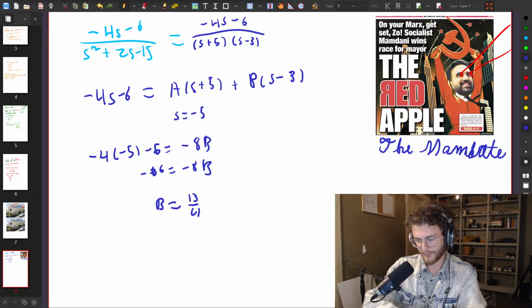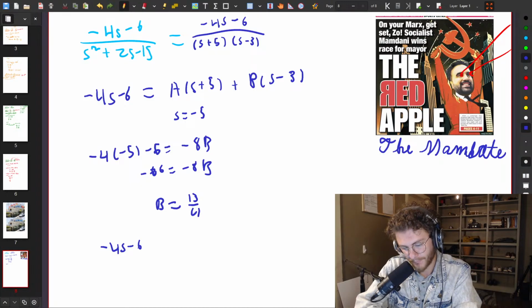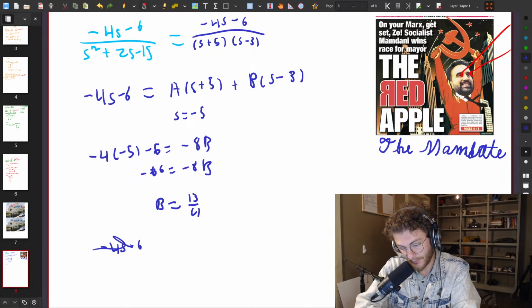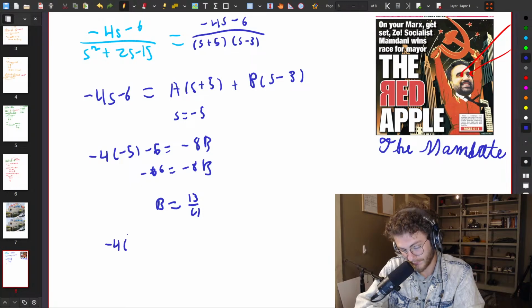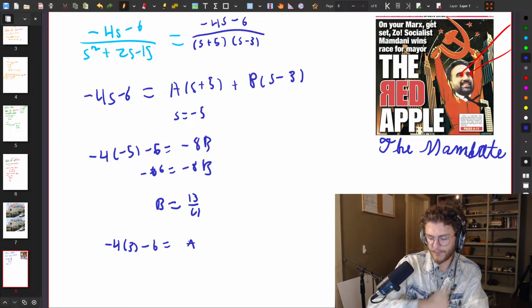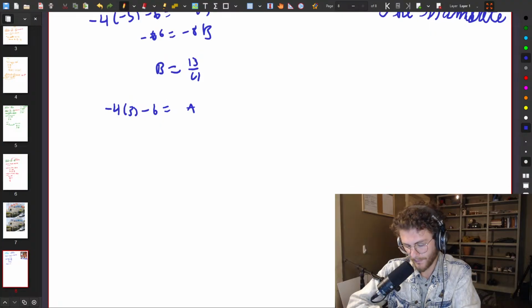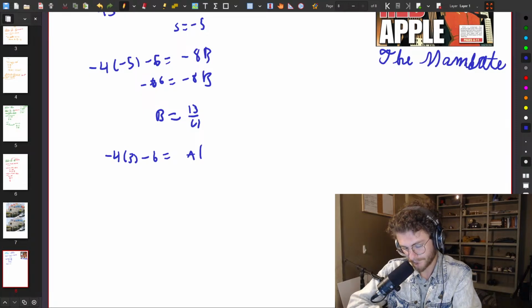Let's try one more time with the other one again, just to verify. So, negative 4s minus 6, where, well, we're going to say s is equal to positive 3. So that's negative 4 times 3 minus 6 equals, hey, I just don't know what I'm getting wrong here. We're going to keep on working this out till we get it done. Times 3 plus 5.